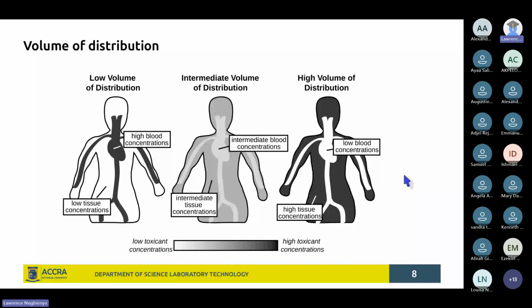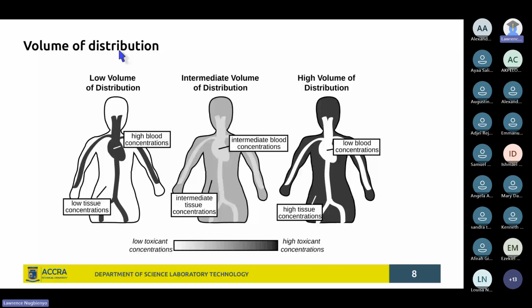All right. Now, another thing, so you notice that we've moved from absorption. Now we've gone into distribution. A major term which is used in the expression of distribution of substances in the body is what is referred to as volume of distribution. That is, when substances get into the body, there are two major things that happen.